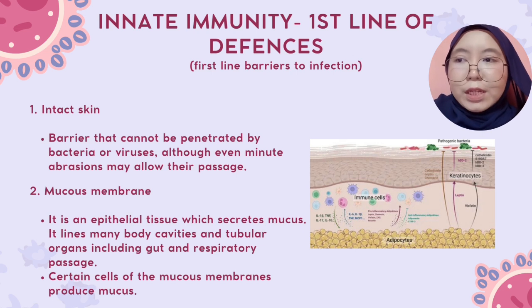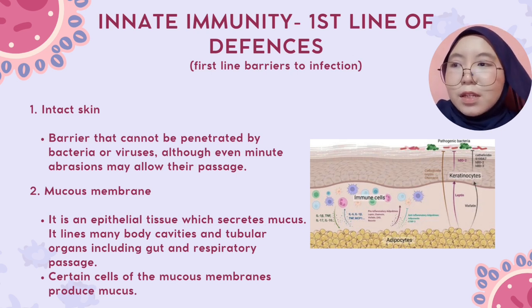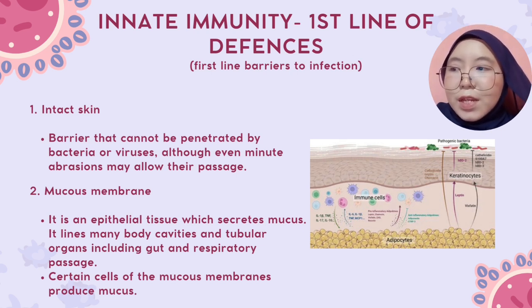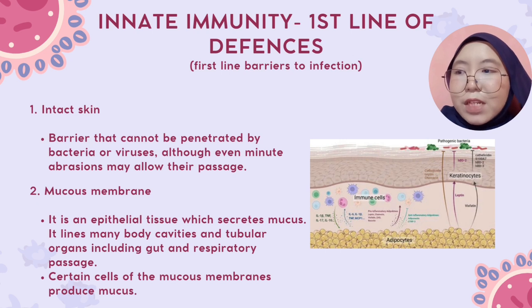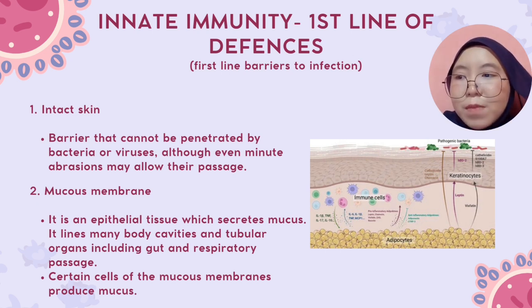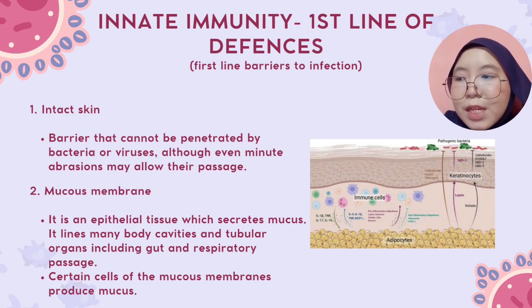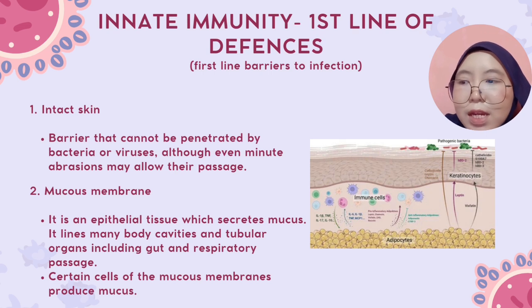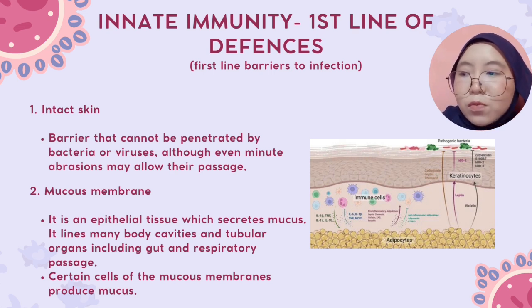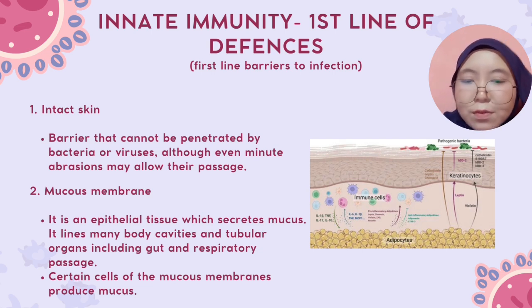Innate immunity, the first line of defense. First, intact skin is a barrier that cannot be penetrated by bacteria or viruses, although even minute abrasions may allow their passage. Second, mucous membrane is an epithelial tissue which secretes mucus. It lines many body cavities and tubular organs, including the gut and respiratory passages. Certain cells of the mucous membranes produce mucus.